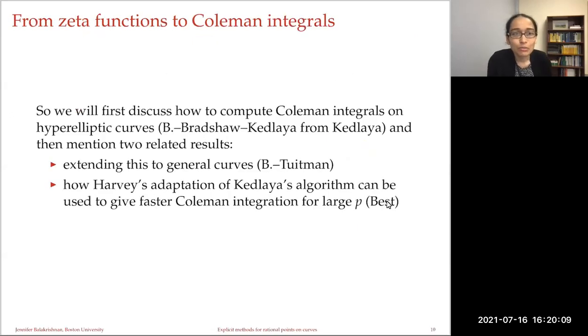All right, so from zeta functions to Coleman integrals, the idea is we want to upgrade Kedlaya's algorithm to an algorithm for Coleman integrals on hyperelliptic curves, and then show how this extends in two ways. First, to general curves in the way that Jan Tuitman and I did, and then the way that Alex Best did, to show how Harvey's adaptation of Kedlaya's algorithm can be used to give faster Coleman integration for large primes P.